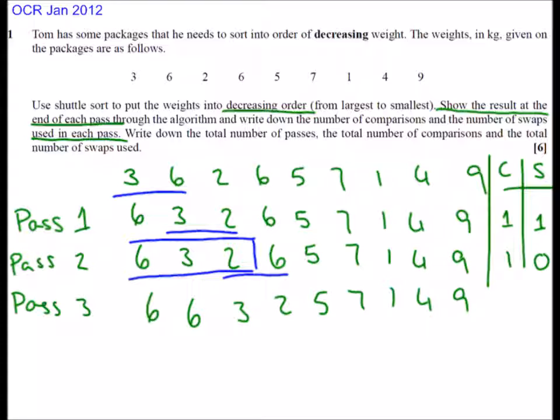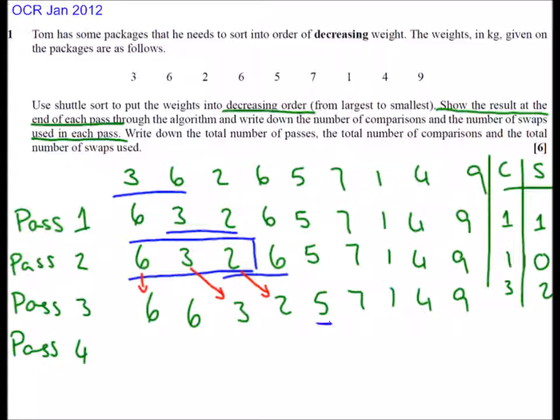And then we can use our trick of looking at where the numbers have moved. Well, the 6 hasn't moved, but the 3 has moved and the 2 has moved, to spot that there's going to be 2 swaps. And because it's pass number 3, I can add 1 to the number of swaps. So I'm going to say that there were 3 swaps.